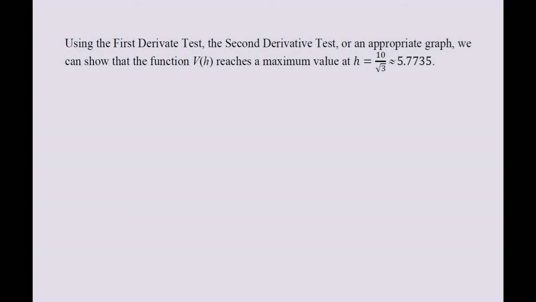Using the first derivative test, the second derivative test, or an appropriate graph, we can show that the function V of h reaches a maximum value at h equal to 10 over the square root of 3. Now, I think you should do it using calculus and not just look at the graph, but I prefer the graph because to me it's very visual and very convincing. If I make a mistake, I can catch my mistake better. But you also want to know how to do it using the first derivative test and the second derivative test. That's an absolute must. But I'm going to do it visually or graphically.